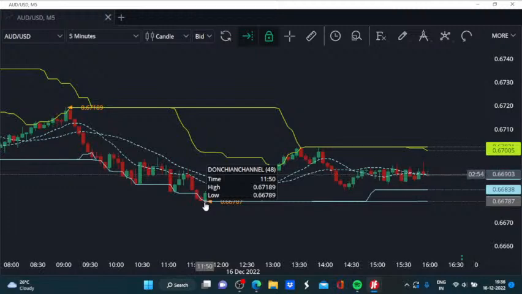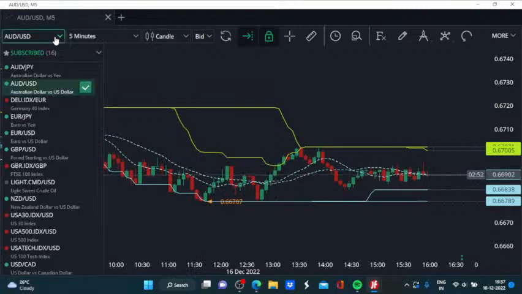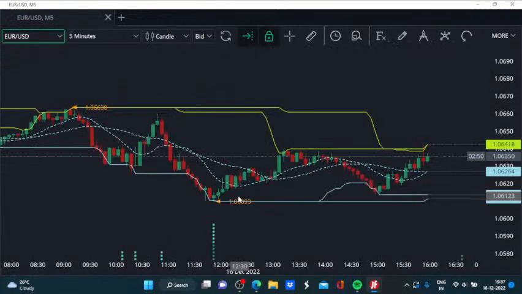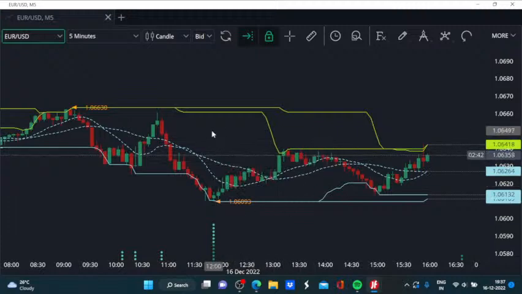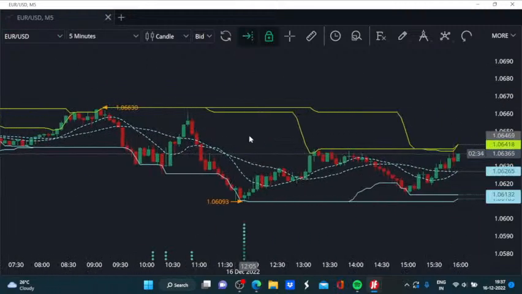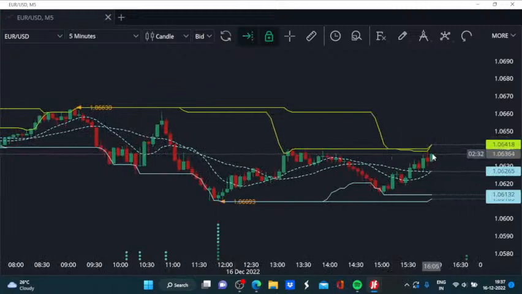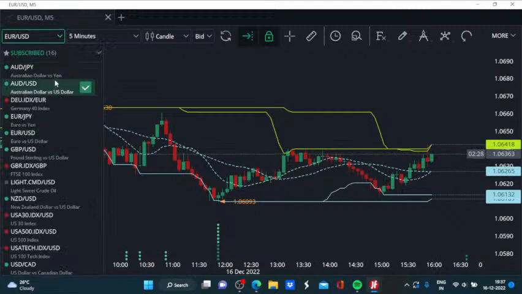So this low was made at 11:50 GMT, and for euro that low came in quite around the same time. So there is not much of a difference. But after that, the AUD was able to climb back to the 4 hourly swing high, which didn't really materialize for the Euro USD. But now it is climbing up and showing this slightly bullish tendency.